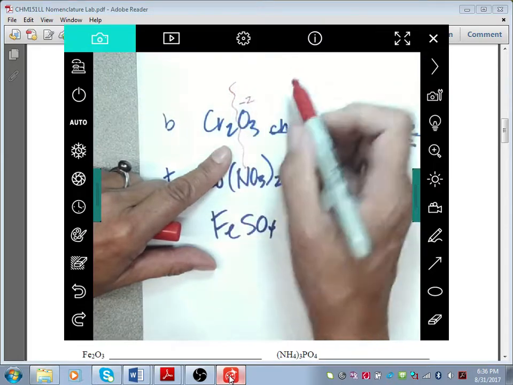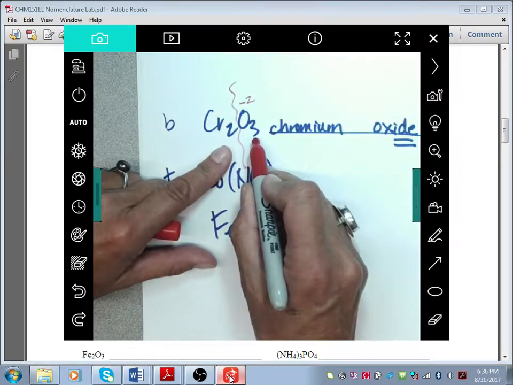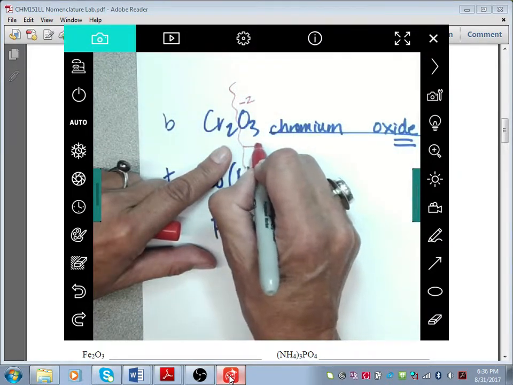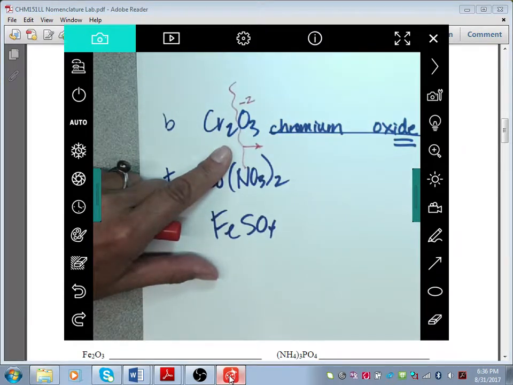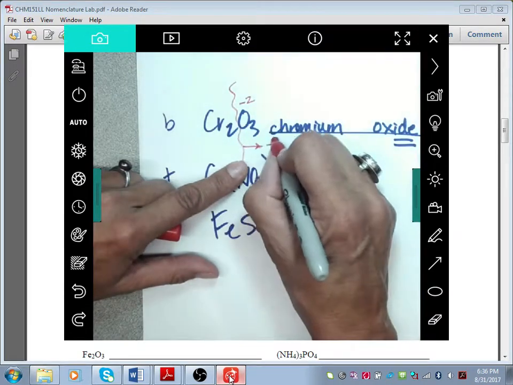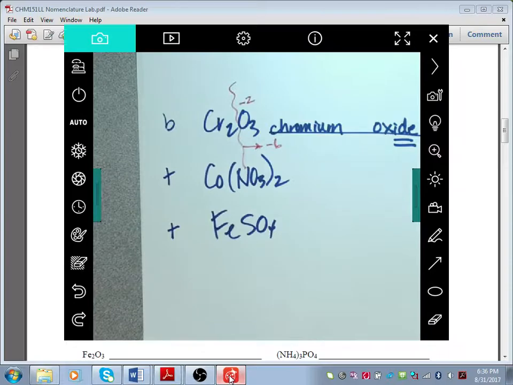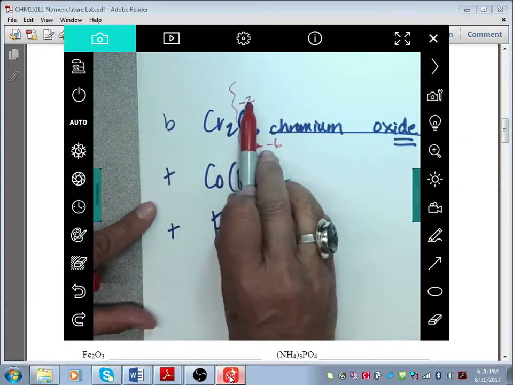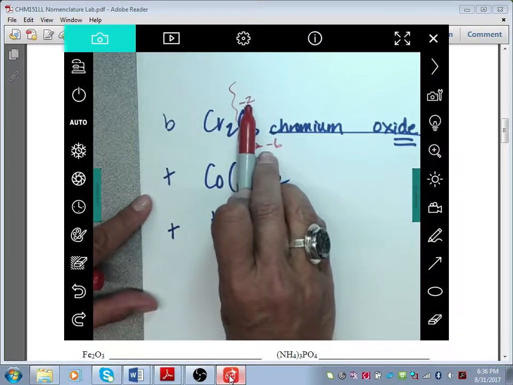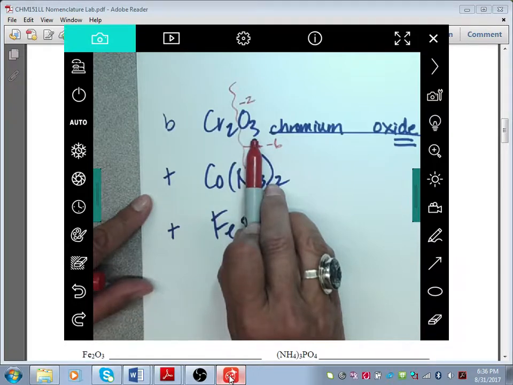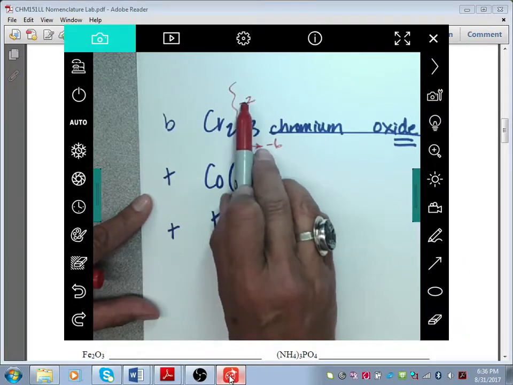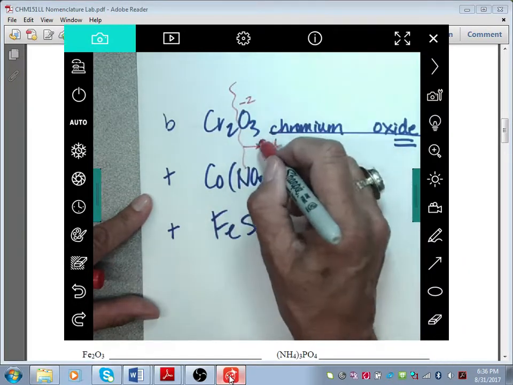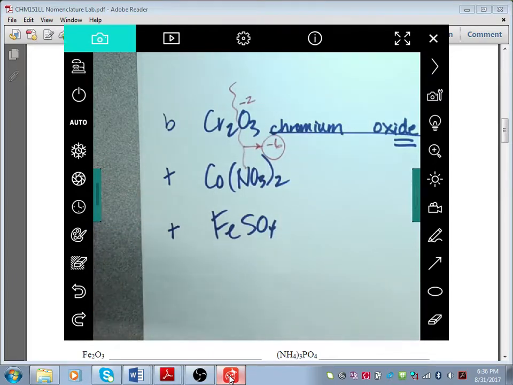-2. If there's 3 of those -2 charges, this half of the molecule has to have what charge associated with it? -6. Did everybody see how I did the math there? Each oxygen is -2 based on its position in the periodic table. The subscript 3 tells me I have 3 of them. -2 times 3 is a -6 for that right-hand side of that molecule.